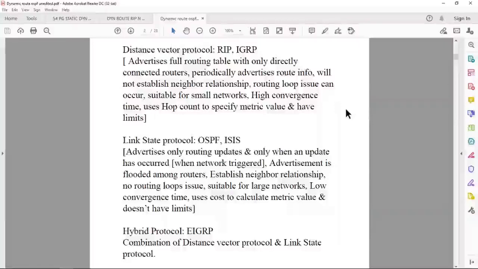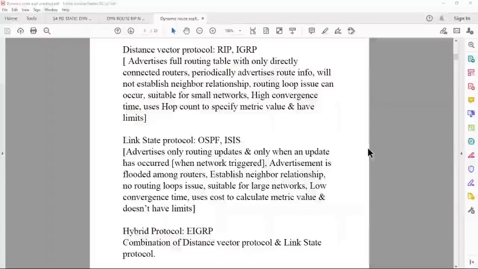And link state routing protocol, when we talk about OSPF, it uses the Open Shortest Path First algorithm. So in OSPF, the routing updates are sent only when the network is triggered, like when a network change occurs. Otherwise advertisements are flooded among routers. So in order to avoid this, we use the area concept in OSPF, so that the network convergence time is also reduced. That's the reason OSPF is very much suitable for large networks as well.